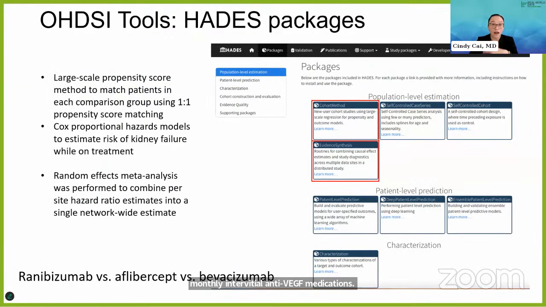And we also use a lot of R packages created in the Hades suite of R packages, which are focused on large-scale analytics built for the OMOP common data model. So we use the cohort method to analyze new users of ranibizumab with propensity score matched new users of these other medications, and Cox proportional hazards model to estimate the risk of kidney failure while in treatment with intravitreal anti-VEGF medications. And because each database runs this analytics, we needed to use a meta-analysis in order to combine every site's hazard ratio estimate into a single network-wide estimate.